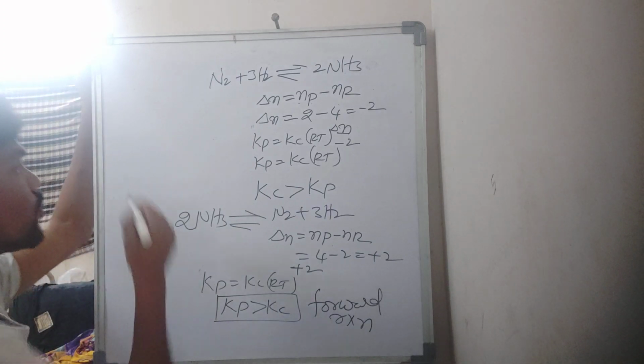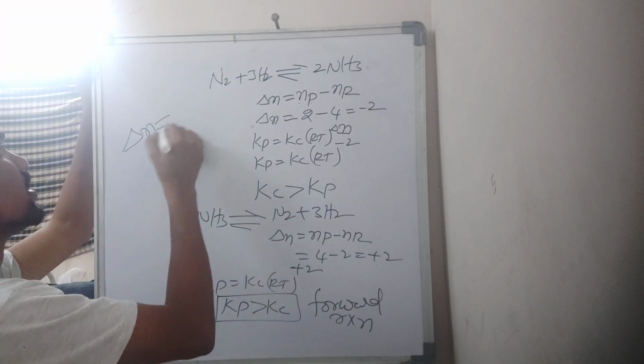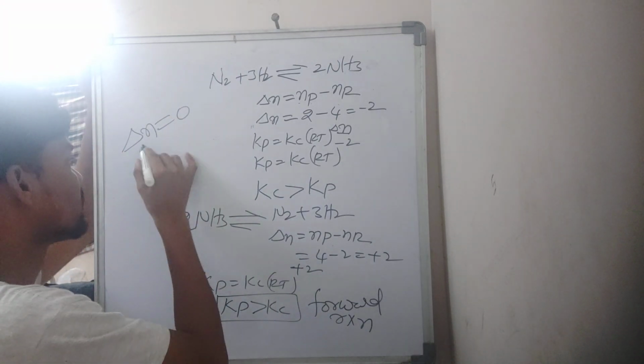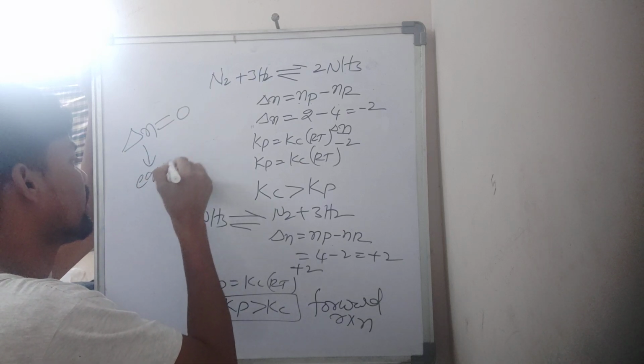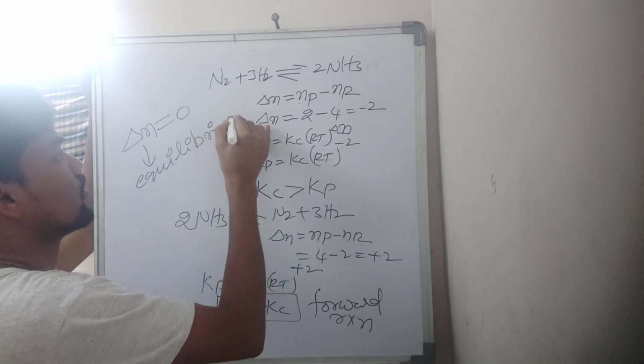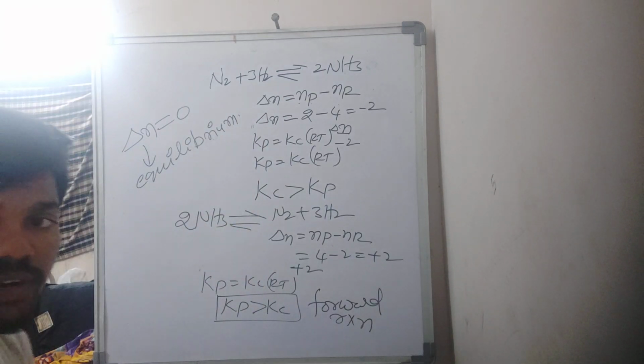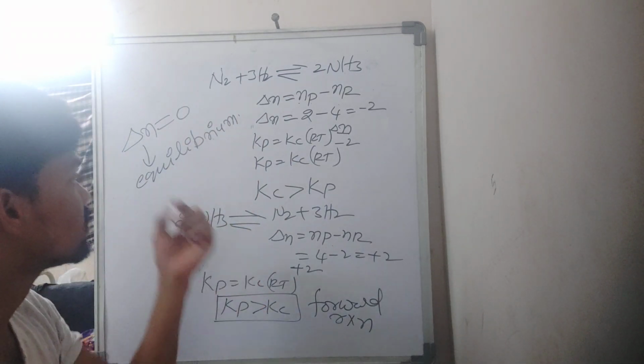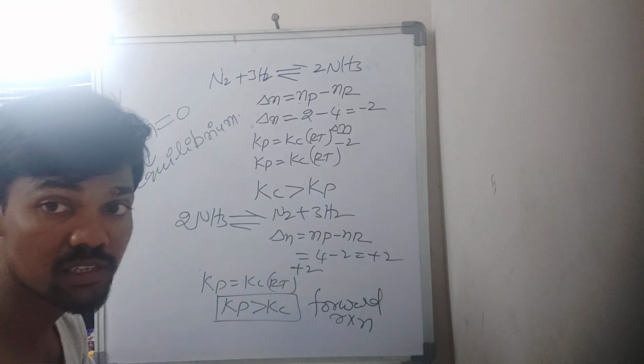Understand? Suppose delta n is equal to 0. This is in equilibrium. You have to remember, don't forget: if the delta n value is 0, the reaction is in equilibrium. Okay.